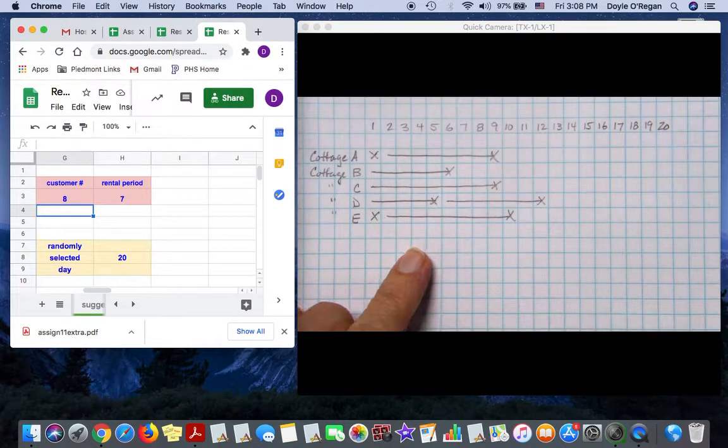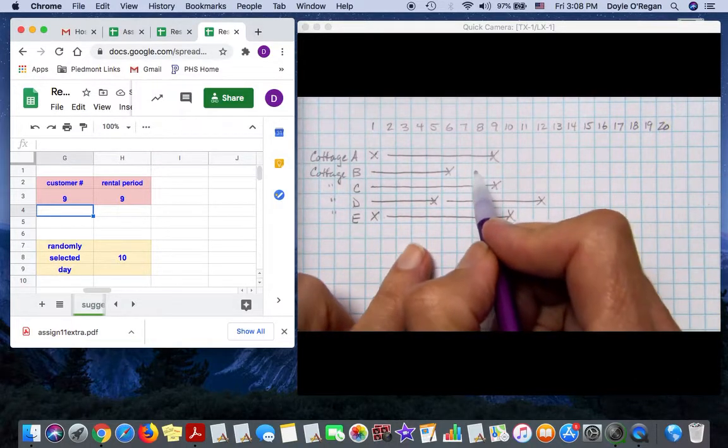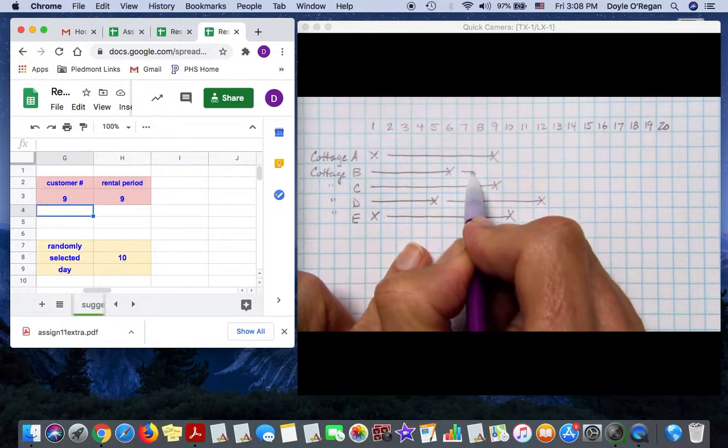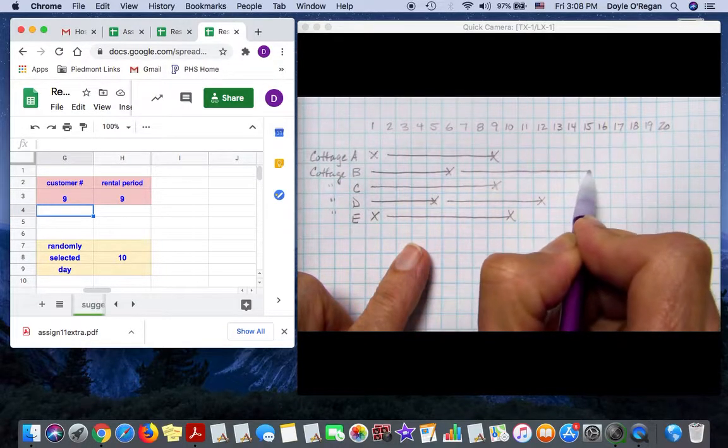So in this situation, customers aren't picking their days. They're going to take the first available cottage, because these, like I say, are very, very popular cottages. Okay, next customer's on a 9-day stay, so I'm going to put them on a 9-day stay. 1, 2, 3, 4, 5, 6, 7, 8, 9.